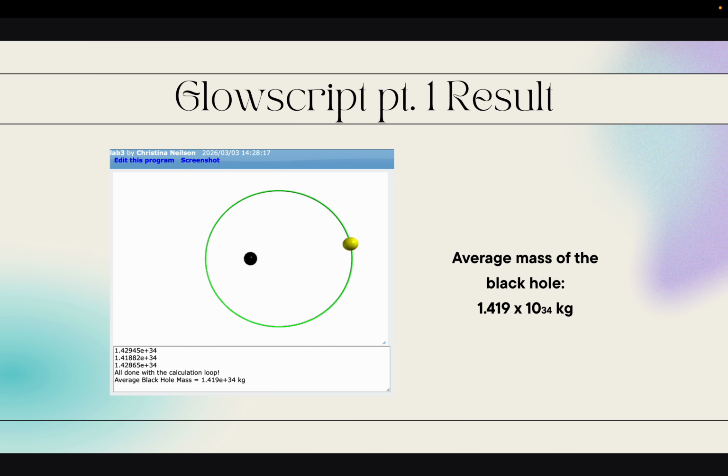Here are the results of our GlowScript code. We can see a perfect orbit, and our average mass of the black hole was 1.419 times 10 to the 34 kilograms.